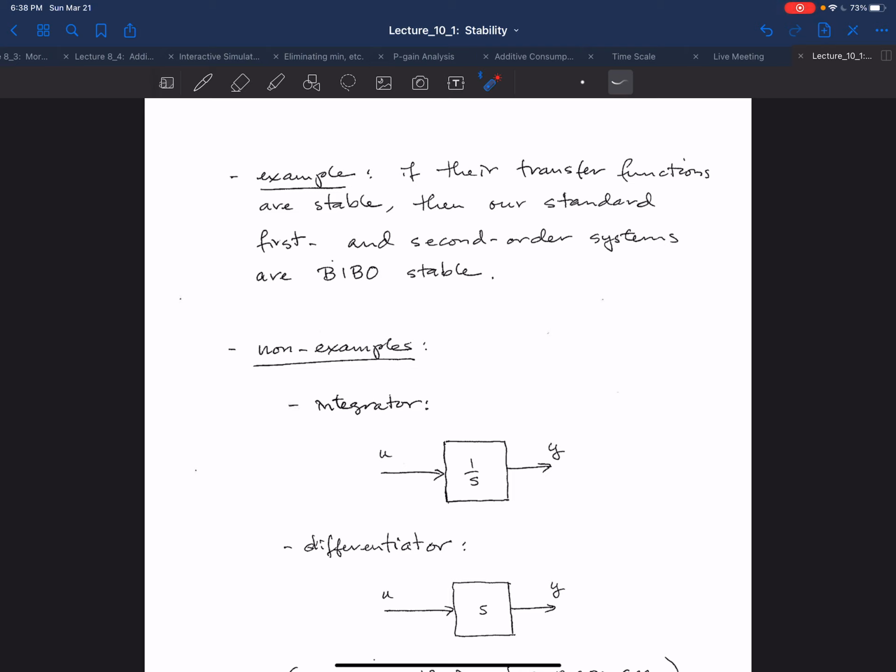So why would we consider this to be a system that is not BIBO stable, because this is a non-example? It's not bounded input, bounded output stable. If that is so, then there must be a bounded input u for which the unique corresponding output y is unbounded. Maybe you want to take a moment to see whether you can think of an example of a bounded input u that gives rise to an unbounded output y.